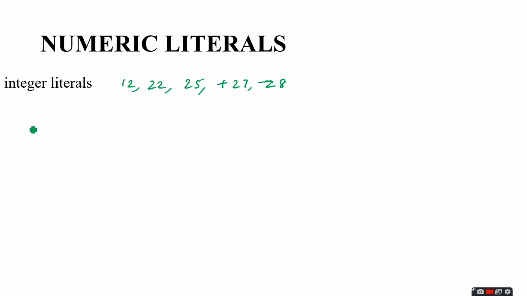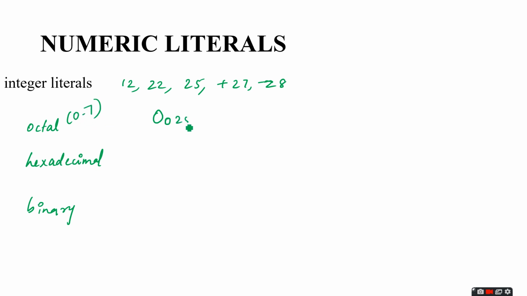First one is the octal numbers. That means integer literals can be represented as octal numbers, then hexadecimal numbers, and binary numbers. Now, octal numbers are represented as 0, O, then we can write the octal numbers. We know it ranges from 0 to 7.